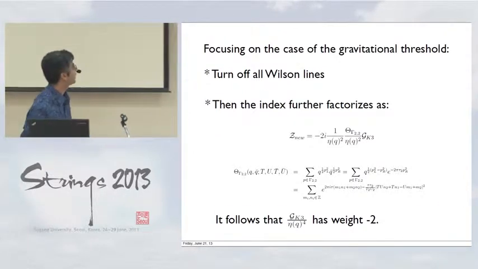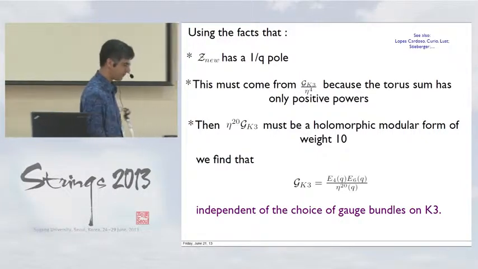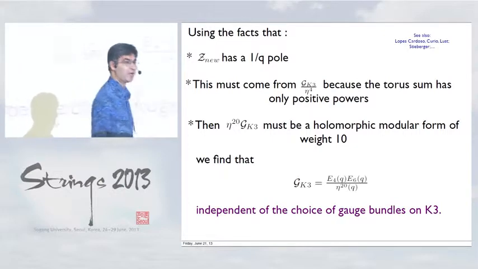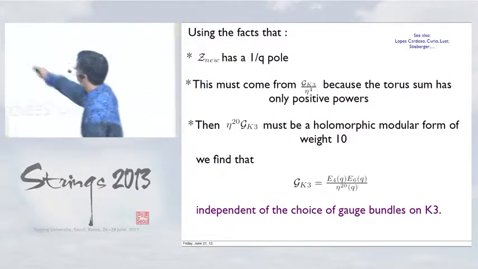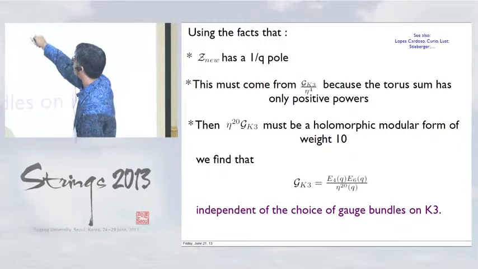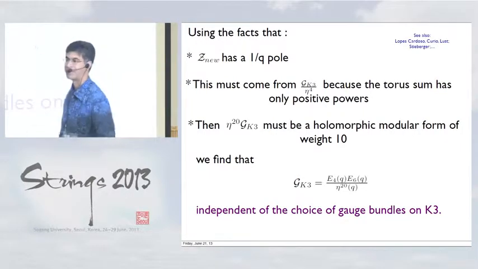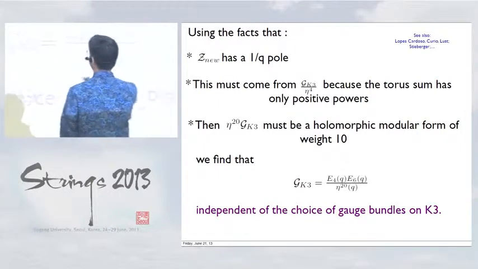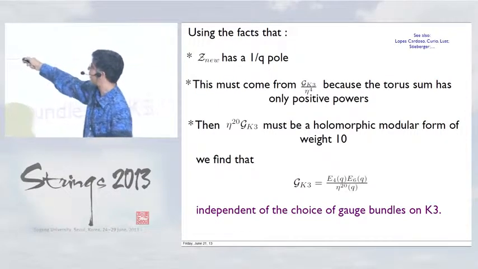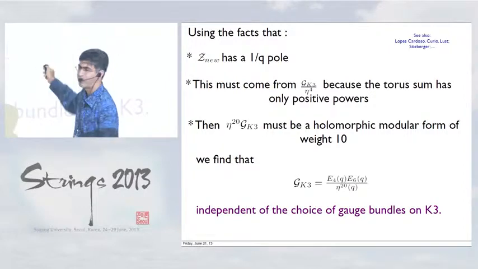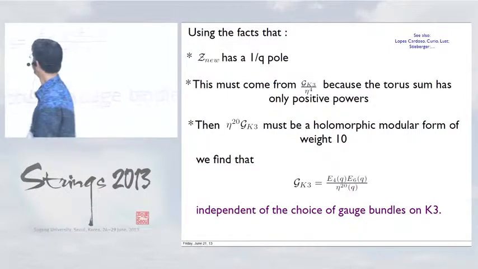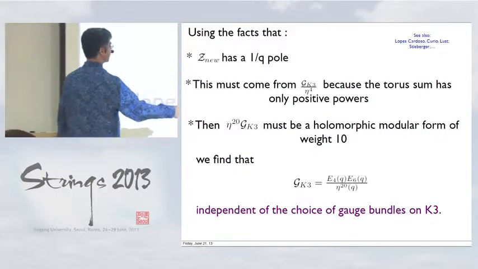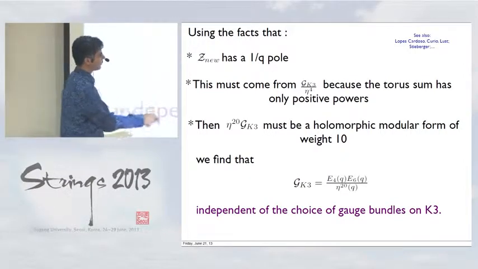Now, using the facts that, first of all, in a heterotic theory, the left movers are a bosonic string, they had a tachyon, so we expect a 1 over q pole in z nu, that this has to come from the interesting part of our computation, because the torus sum has only non-negative powers of q appearing. And that then eta to the 20 times g of K3 has to be a holomorphic modular form of weight 10. We just multiplied this by eta to the 24th. It follows from all that that this particular combination must appear as g of K3.